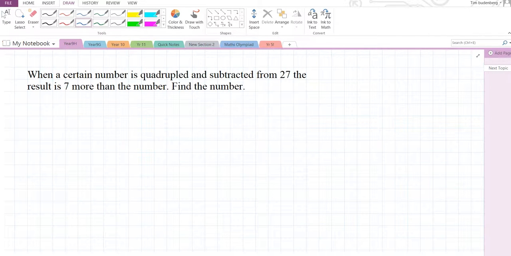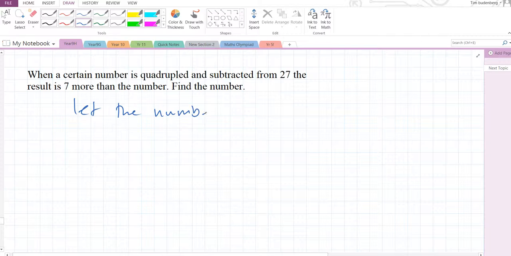Now remember step 1, read the question. When a certain number is quadrupled and subtracted from 27, the result is 7 more than the number. Find the number. Having read the question, we want to define a variable. So we can say, let the number be x. Okay? So, when it mentions a certain number in our question, that number is x. And that's what we're trying to find.